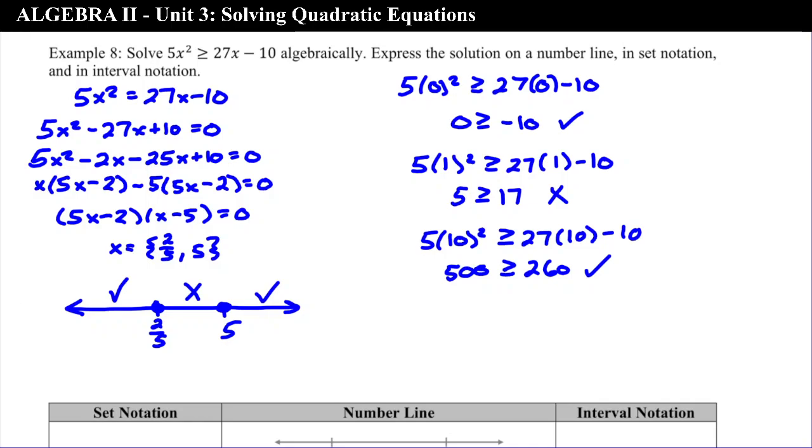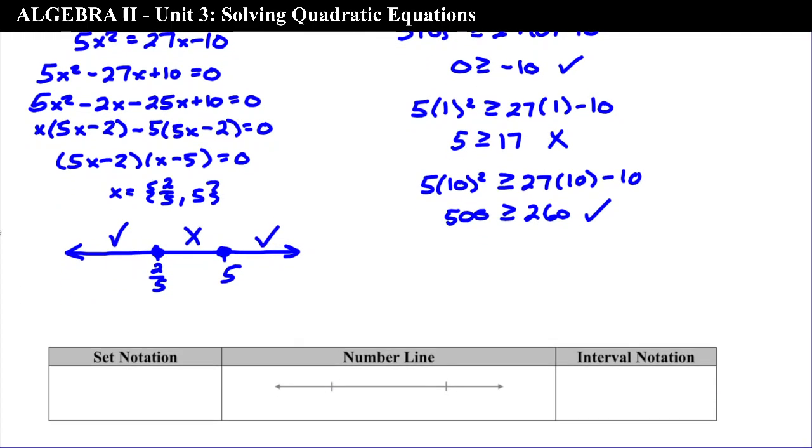So now we have everything we need to write our final answer. So we've got 2/5 here. We've got 5 here. And we know that both of these are going to be solid. And the part of the graph that has the check marks are left of 2/5 and right of 5.